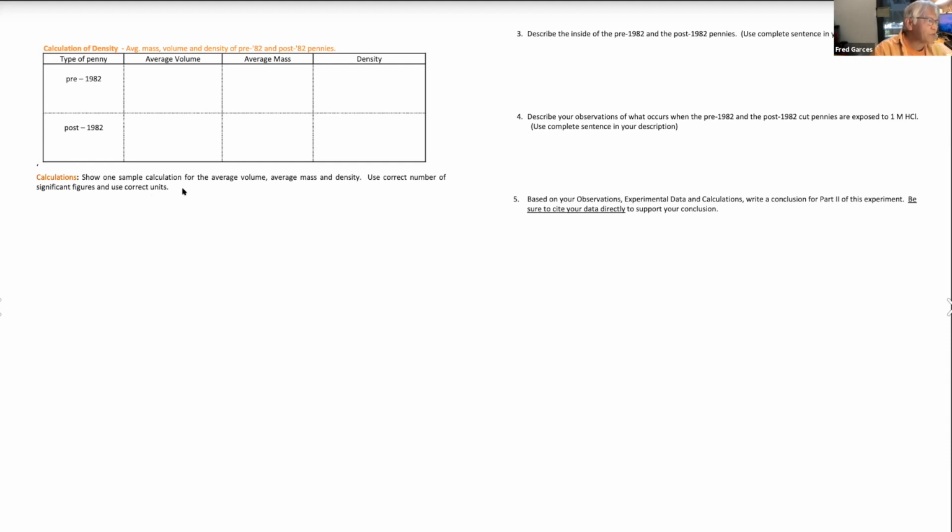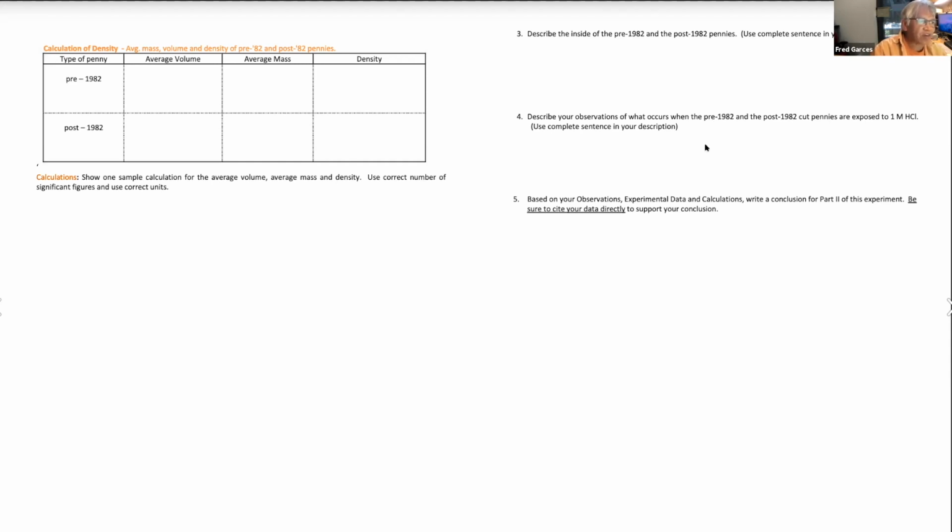Now, show one sample calculation of the average volume and the average mass. That's just taking the total volume and dividing by how many you have. Use the correct number of significant figures. Then you're answering these three questions. Describe the inside of the pre-82 and the post-82 pennies. Anything like before 1980 and after 1985 is fine.